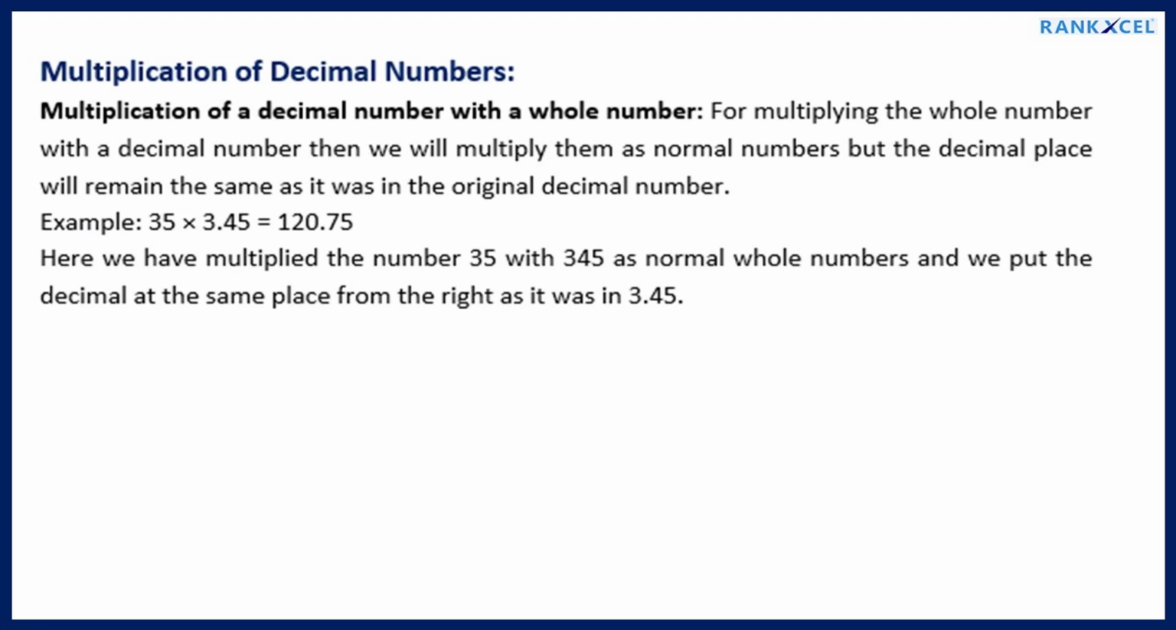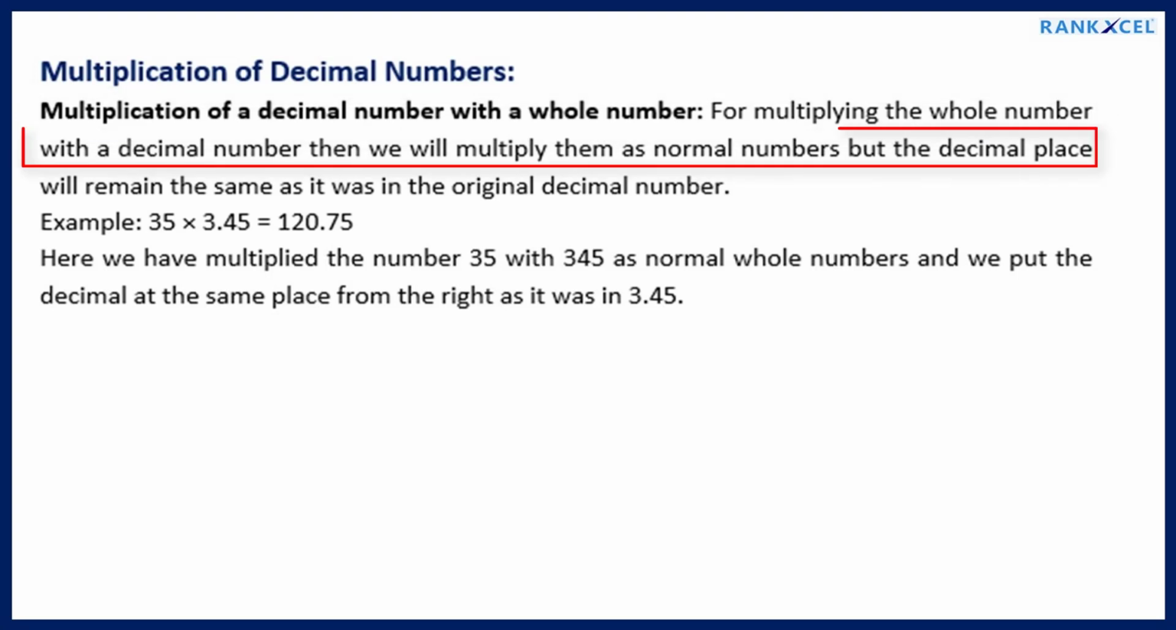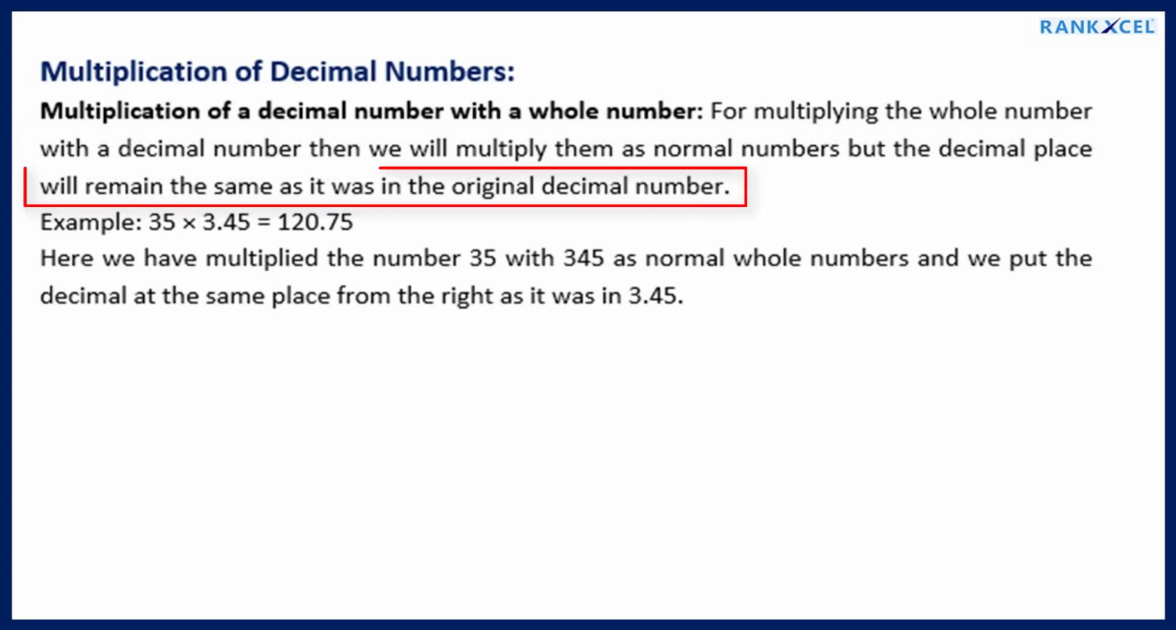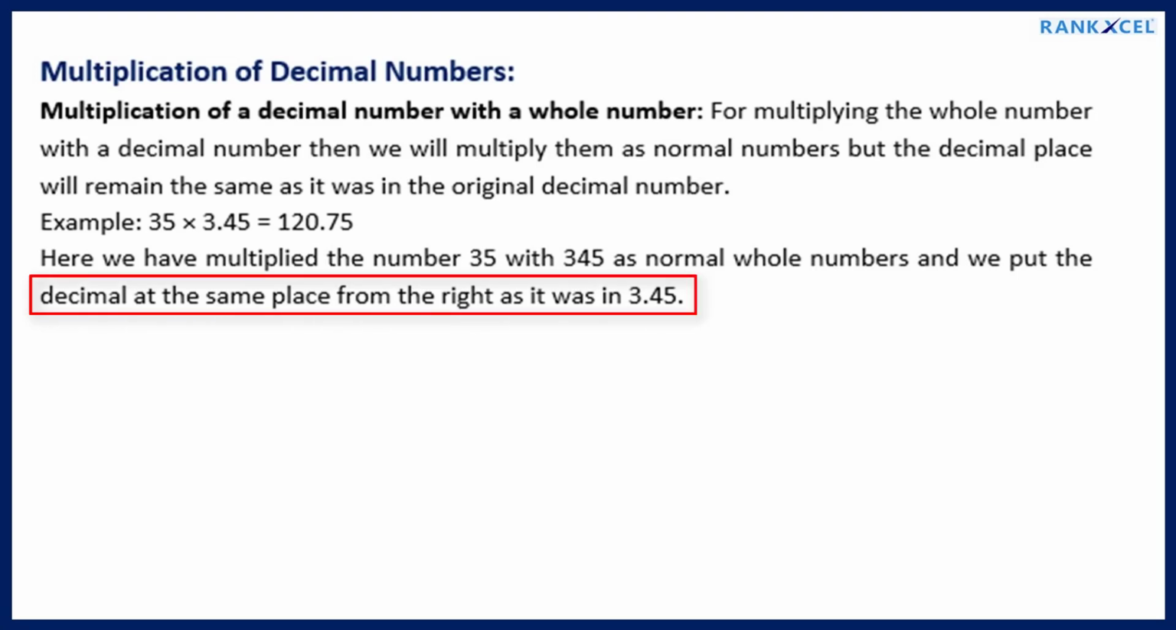Multiplication of decimal numbers. Multiplication of a decimal number with a whole number. For multiplying a whole number with a decimal number, we will multiply them as normal numbers, but the decimal place will remain the same as it was in the original decimal number. Example. 35 times 3.45 equals 120.75. Here we have multiplied the number 35 with 345 as normal whole numbers, and we put the decimal at the same place from the right as it was in 3.45.